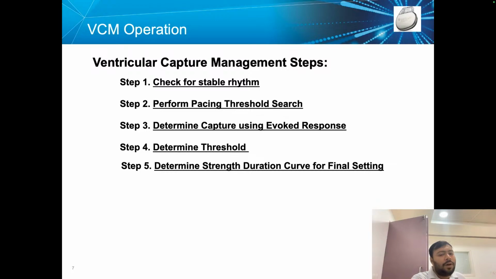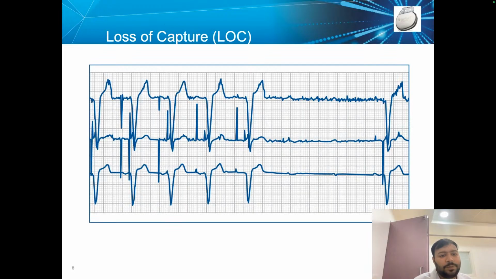Finally, after doing this test, it will determine the threshold. So what is the threshold? After that, it will do the strength duration curve. Everyone knows this rheobase and chronaxie curve. Then after that, it will plot the final output. So let me show that.